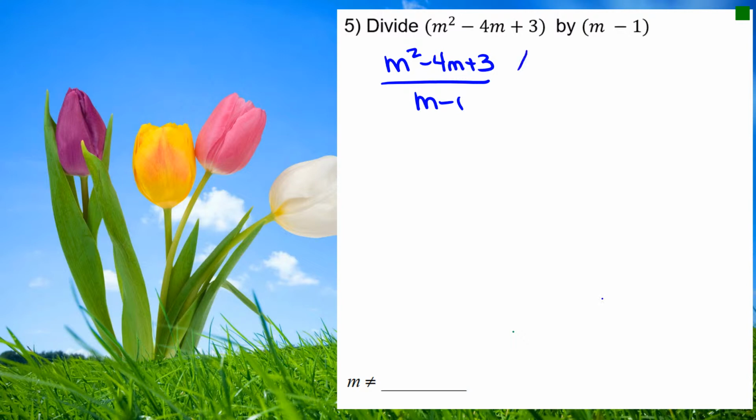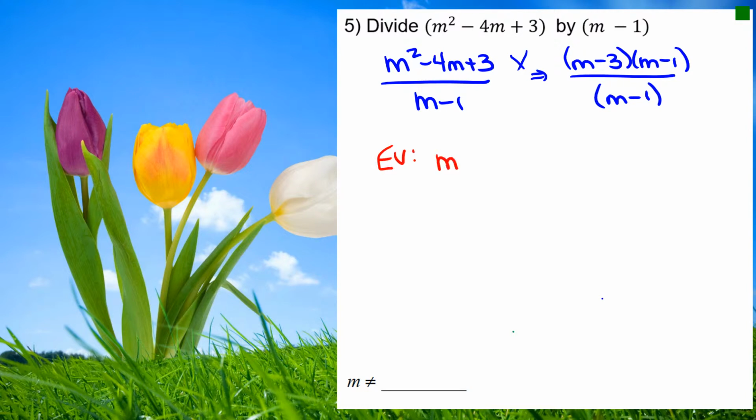We're going to use the big X on top, and we're going to get m minus 3 times m minus 1. On the bottom, it does not factor, but it's a binomial, so we're going to put it in parentheses so that we remember it has to stay together. Okay, skip down to your excluded values. Take your denominator, set it not equal to 0. Now, I've been skipping that little plus 1 step. Probably shouldn't do that. So m cannot equal 1 because 1 minus 1 is 0. That puts a 0 on the bottom, undefined.